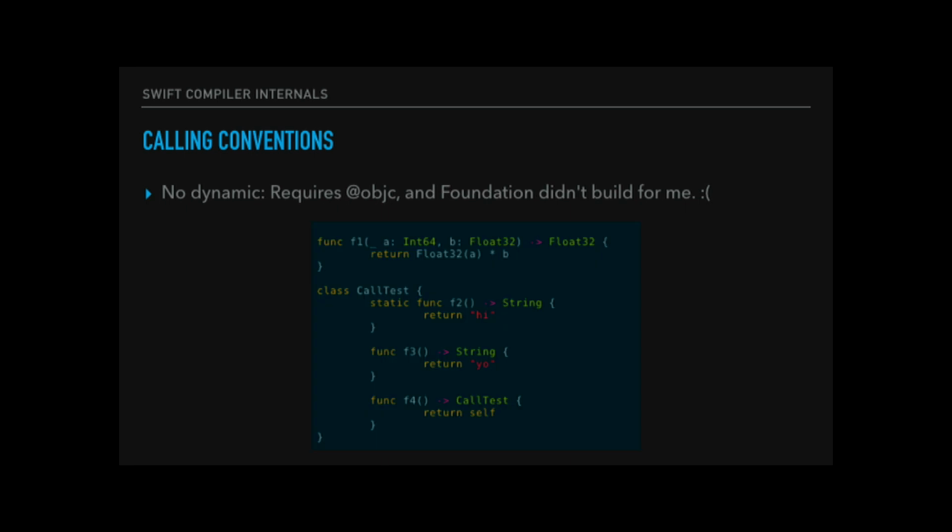All right, we got this. Got a really simple function up here. It just takes 2 integers and multiplies them and returns a result. It's a good candidate for inlining. Then we have a class that has a couple of functions on it. It's got a static function. It's got a function that implicitly takes self as a parameter. And then it's got a function that returns self. So just a function that returns some more complex data. But they're all pretty small.